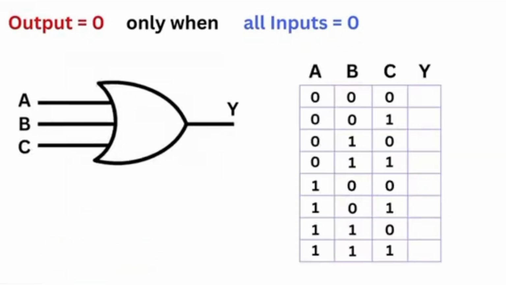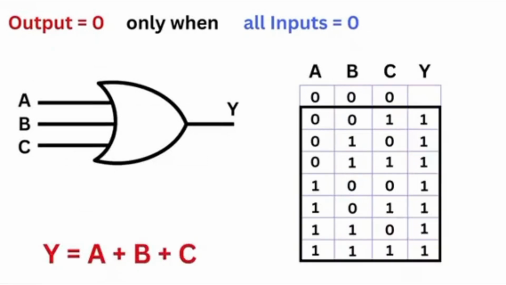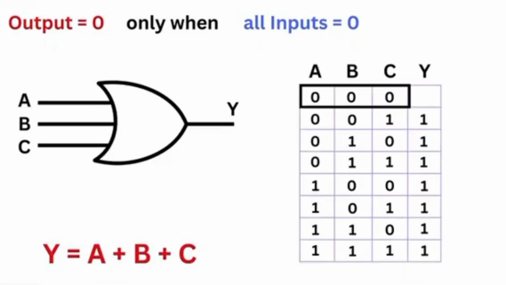If there are 3 inputs, the output becomes A plus B plus C. Even if one of them is 1, output becomes 1. Only when all are 0, output becomes 0.